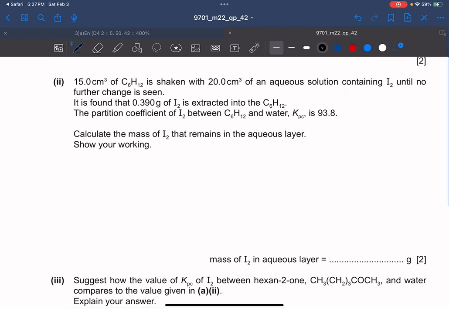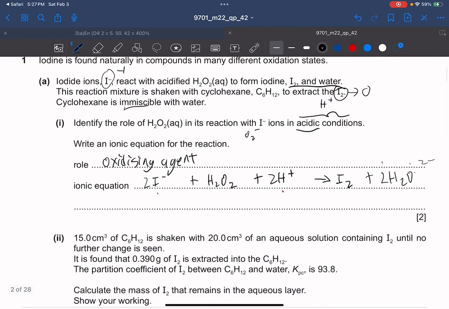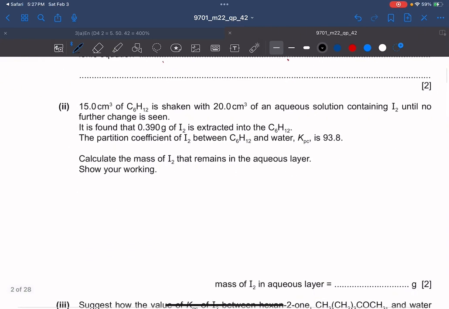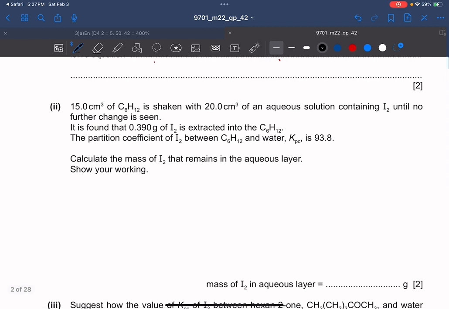15 cm³ of C6H12, cyclohexane, is shaken with 20 cm³ of an aqueous solution containing iodine until no further change is seen. It's found that 0.39 grams of I2 is extracted into the cyclohexane, and the partition coefficient of I2 between C6H12 and water is 93.8.